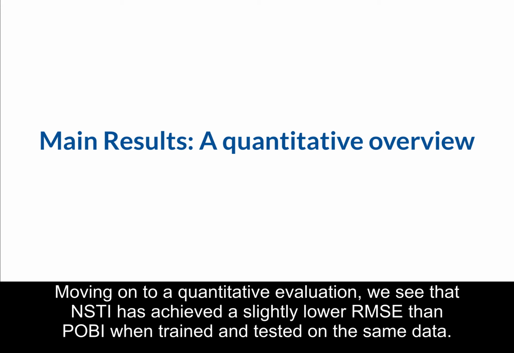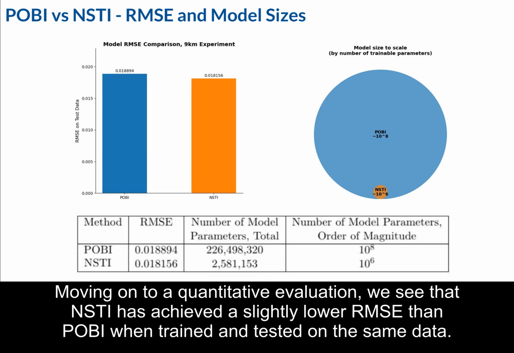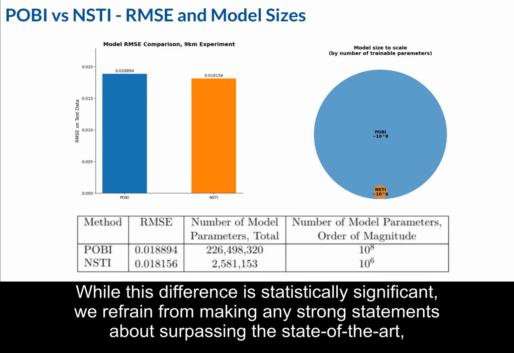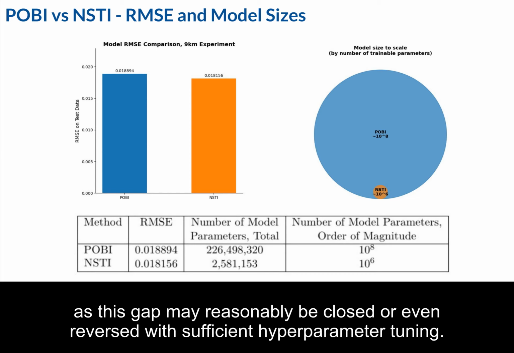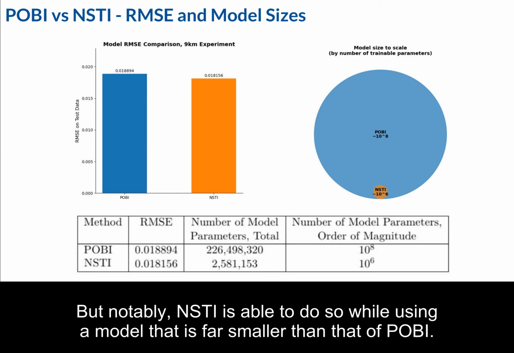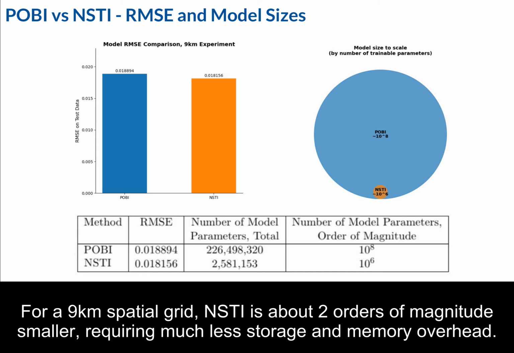Moving on to a quantitative evaluation, we see that NSTI has achieved a slightly lower RMSE than POBI when trained and tested on the same data. While this difference is statistically significant, we refrain from making any strong statements about surpassing the state-of-the-art, as this gap may reasonably be closed or even reversed with sufficient hyperparameter tuning. But notably, NSTI is able to do so while using a model that is far smaller than that of POBI. For a 9 km spatial grid, NSTI is about 2 orders of magnitude smaller, requiring much less storage and memory overhead.